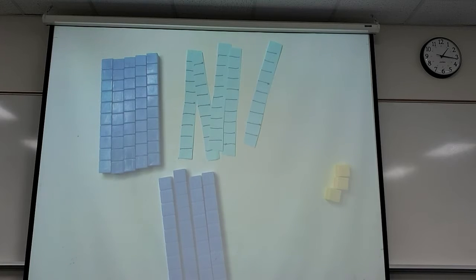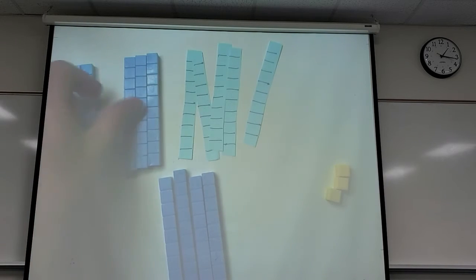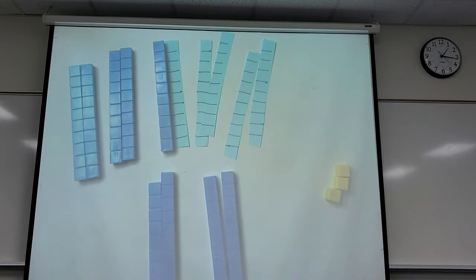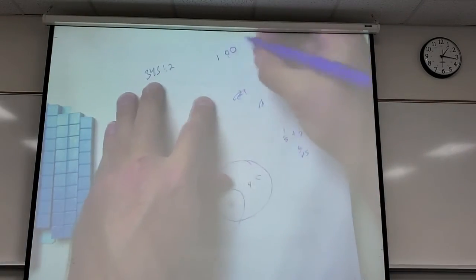So how many groups of 2 are there in 14? 7. Yeah, there's 7 groups of 2. I love it. There it is. Yay! So let me write that down. So when I move to my 10s, I get 7 groups of 2 10s. So that's another 70. And then what do I do with this?